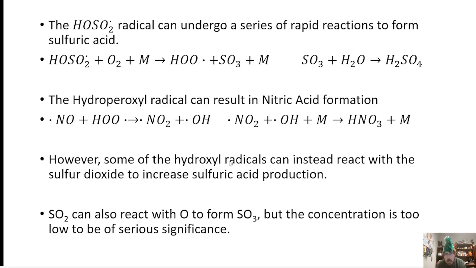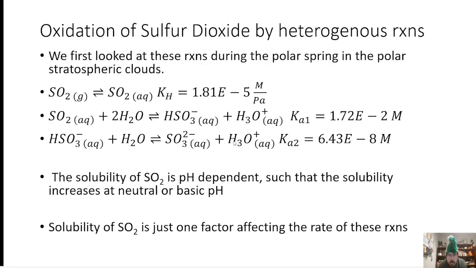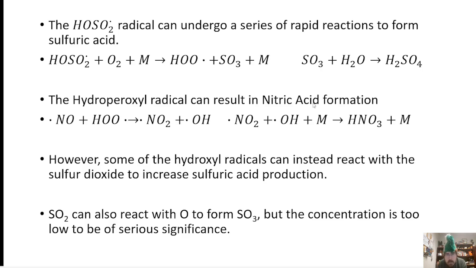However, some of this hydroxyl radical can instead react with sulfur dioxide, so in the process of forming sulfuric acid, we can either catalyze nitric acid formation or catalyze more sulfur dioxide reaction. So you can form either more sulfuric acid or more nitric acid, depending on what we have more of, more NOs or more NO2s or more sulfurs.